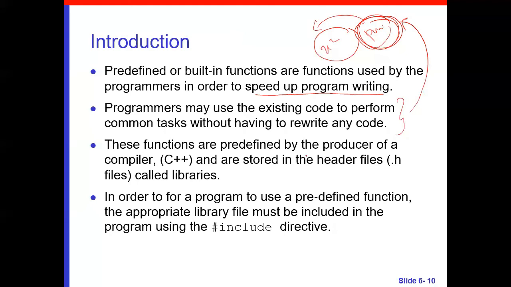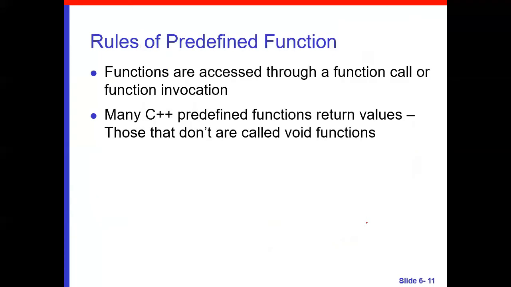Okay, these functions are predefined by the producer of the C++ compiler and are stored in header files, so .h files called libraries. In order for a program to use a predefined function, the appropriate library file must be included in the program using hashtag include. So remember, if you want to call a predefined function, you need to use hashtag include. For example, iostream. This is one example of a predefined function.